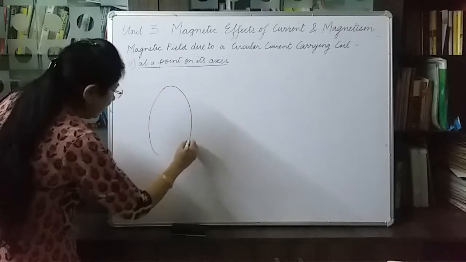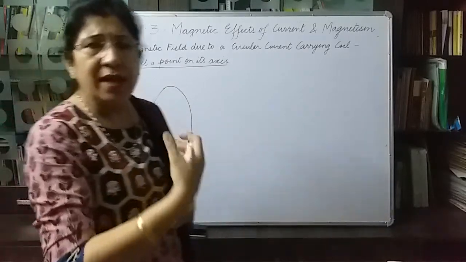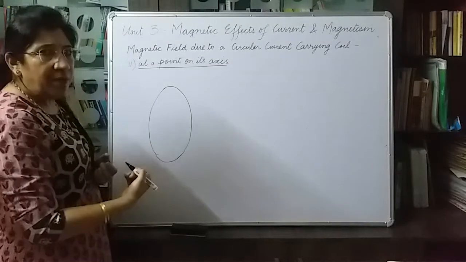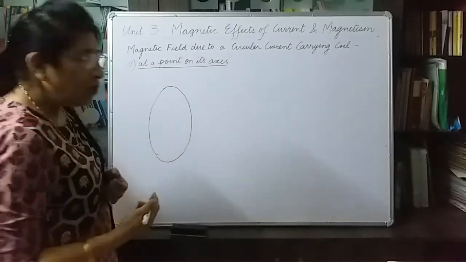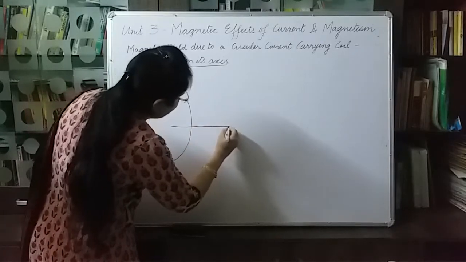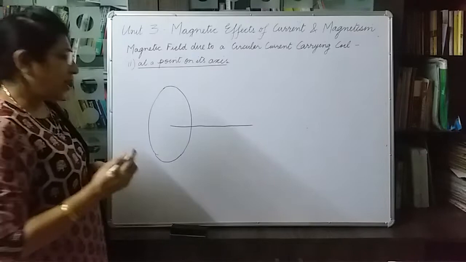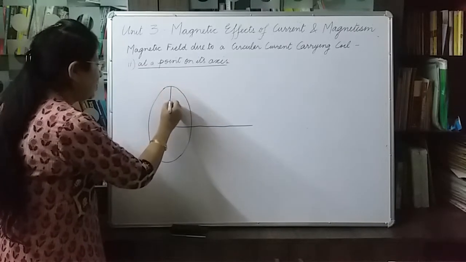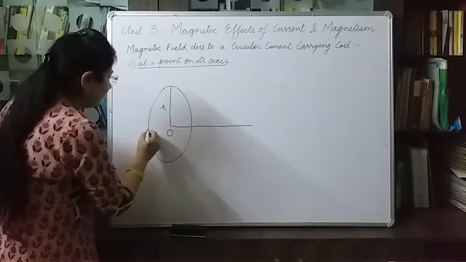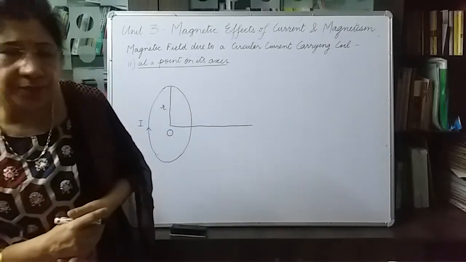Here I am drawing the circular coil in this manner. We are looking at the coil from the side. So looking from here, the coil appears to be oval, and let this be the axis of the coil. The radius is again r as we had taken earlier, and let O be the center. The current is flowing in the clockwise direction.